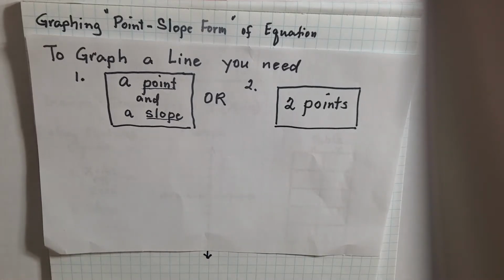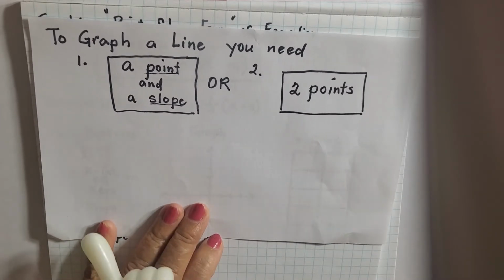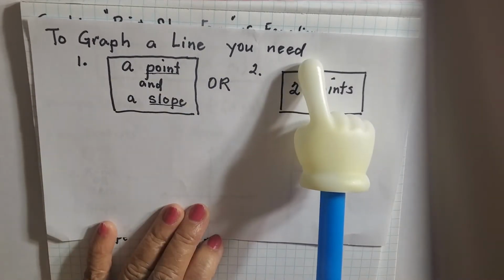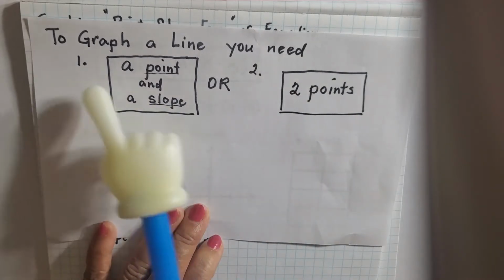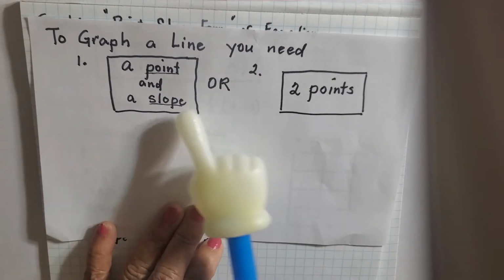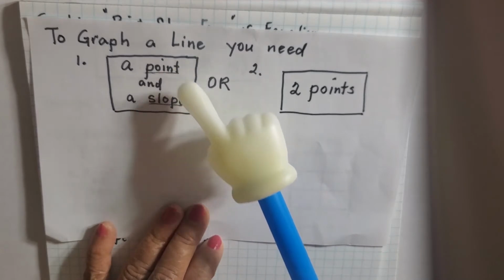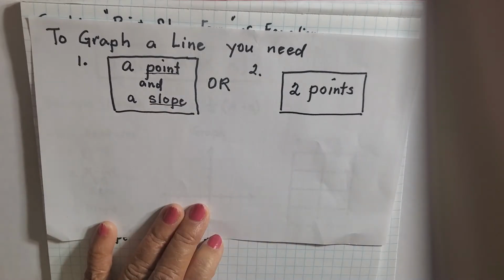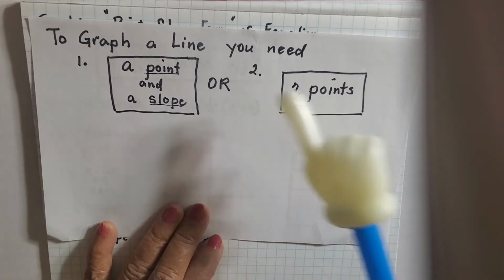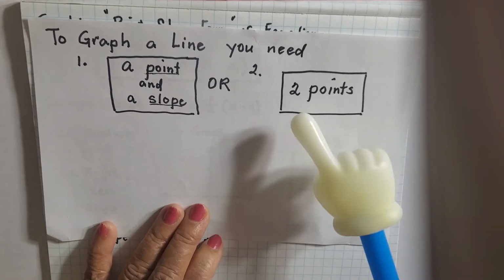Today our lesson is graphing a linear equation. And before we begin, you need to know, people, that to graph a line, you need two things. First, if I have a point and a slope, I can graph a line. If I am given two points, I can graph a line.